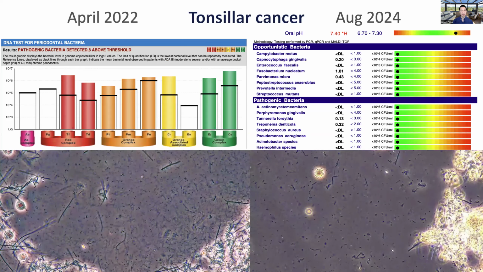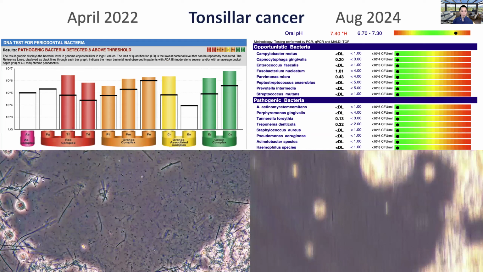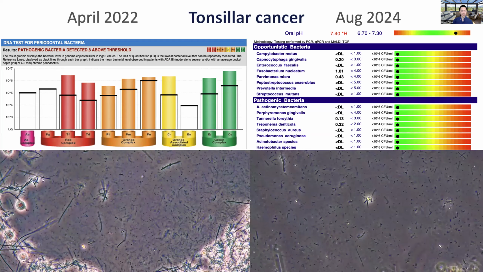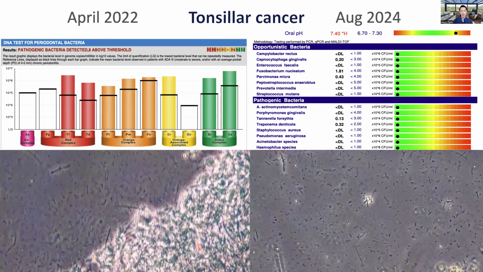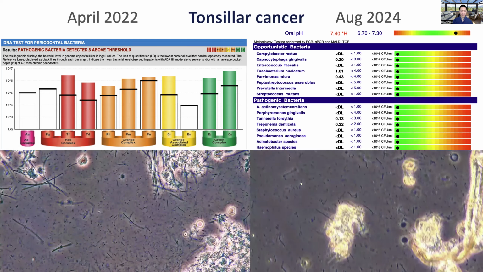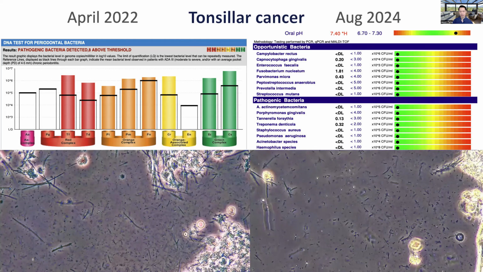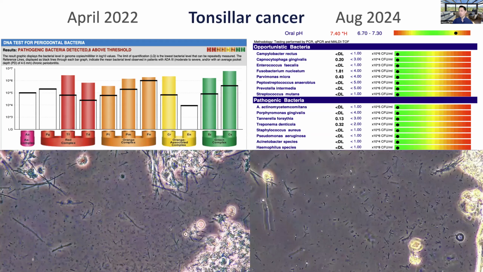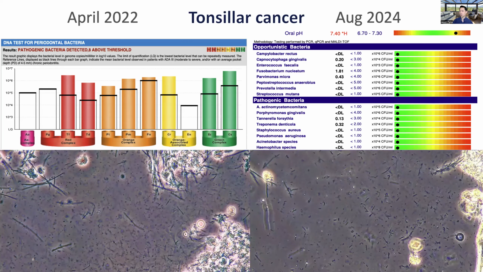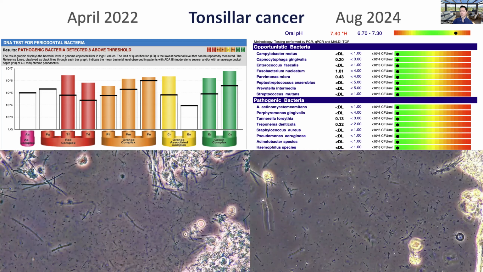And here's a case we started in 22, and you can see a very, very busy biofilm there. And then over the subsequent years we've treated the patient. The patient has recovered from tonsillar cancer, had various treatments for that, and then we're able to really reduce the amount of bacteria that's in the mouth.